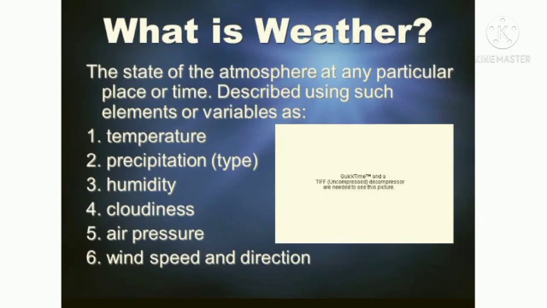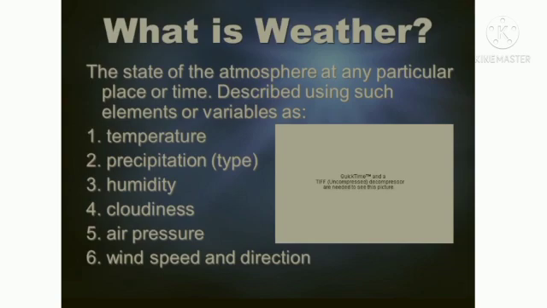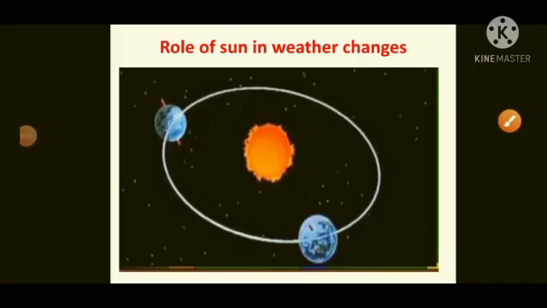Children, what is the weather? I will explain you. The state of the atmosphere at any particular place or a time, described using such elements or variables as first one temperature, second one precipitation, third one humidity, fourth one cloudiness, fifth one air pressure, sixth one wind speed and direction. Okay, clear children? Next point, role of sun in weather changes.